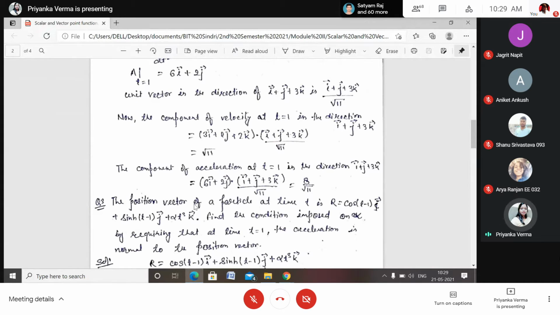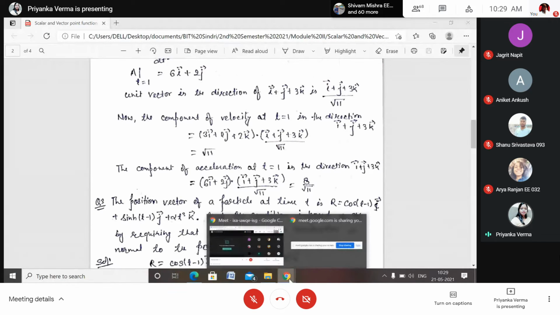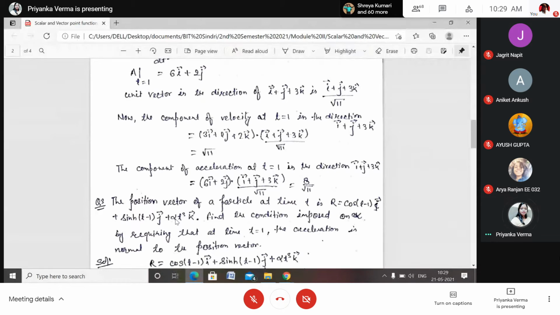What do we have to do in this problem? How do you solve it? Ma'am, we will take the dot product as 0, a dot r. A dot r. So will you people do this? Yes, ma'am, sir. Try to do it and tell me the value of alpha.